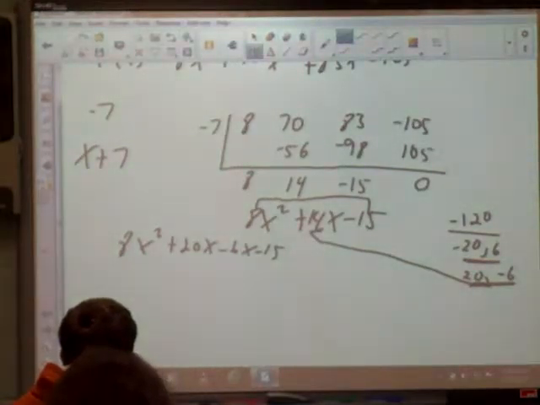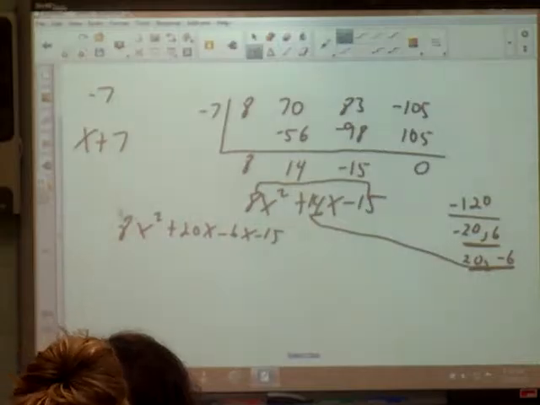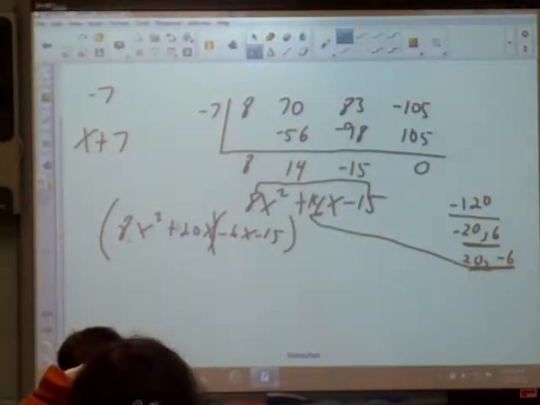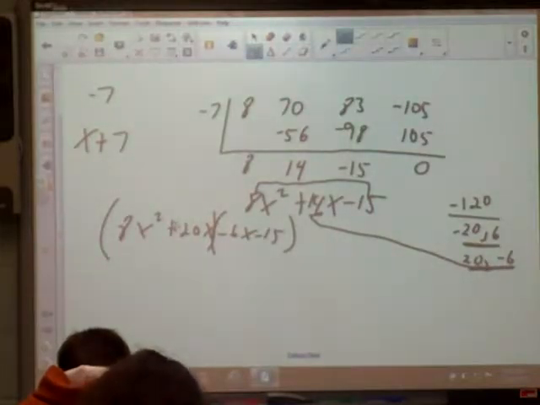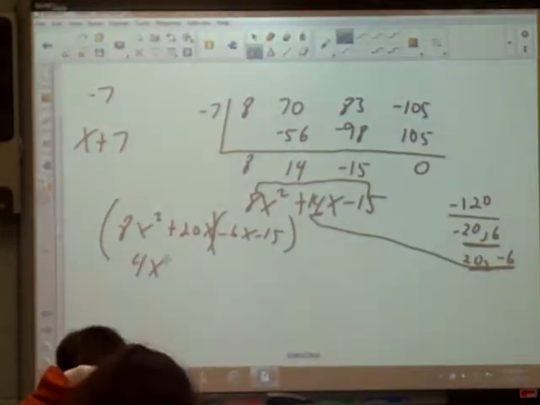Y'all remember what we did first semester after we plugged those in? Group, very good. Group those two up. GCF of this first group looks to me about like 4x. What do y'all think? Alright, we take a 4x on that first group.